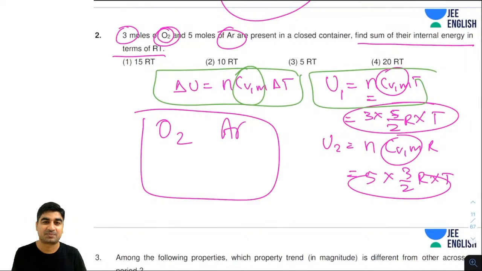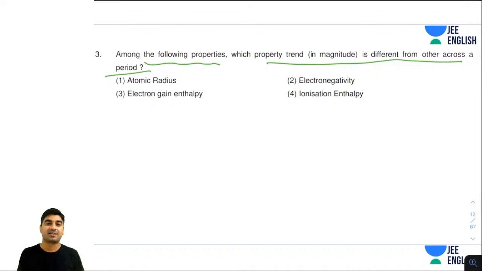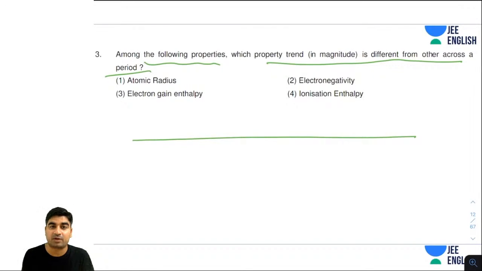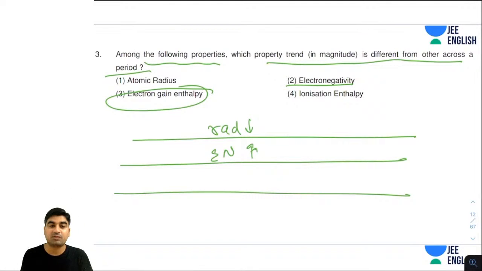Hello Rohit. So I was discussing the problems, right? So guys, the next problem now: among the following properties, which property is different from the others across a period? Yes, when I talk about across a period, when we move left to right, radius decreases. And what about electronegativity? When we move left to right, electronegativity increases. And electron gain enthalpy, when we move left to right, what is the electron gain enthalpy or electron affinity?